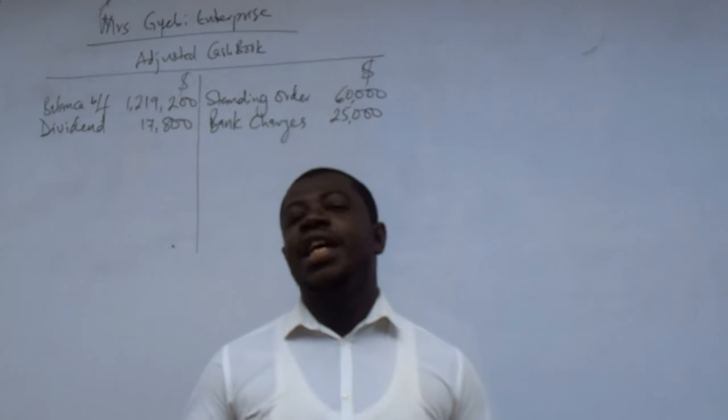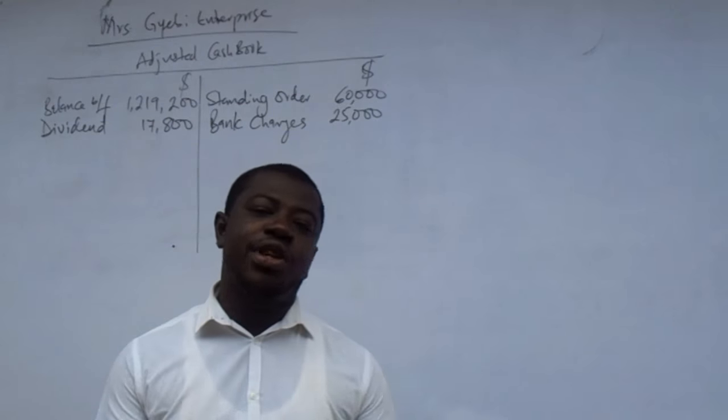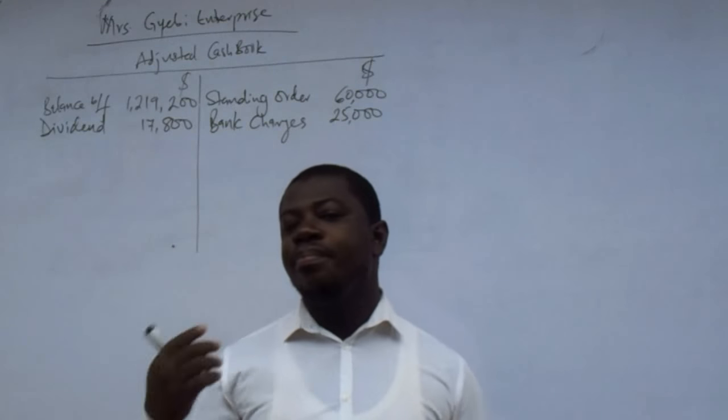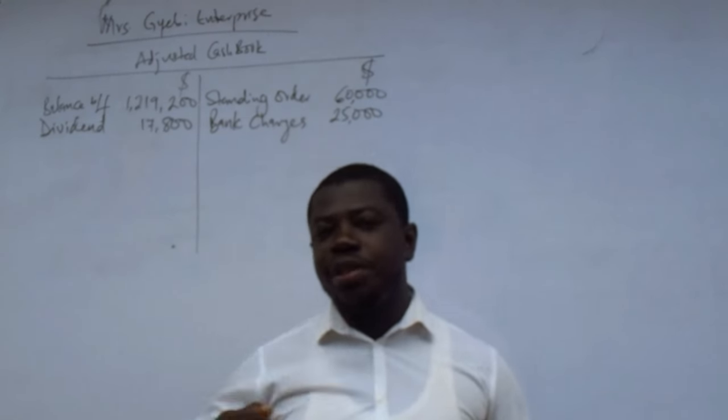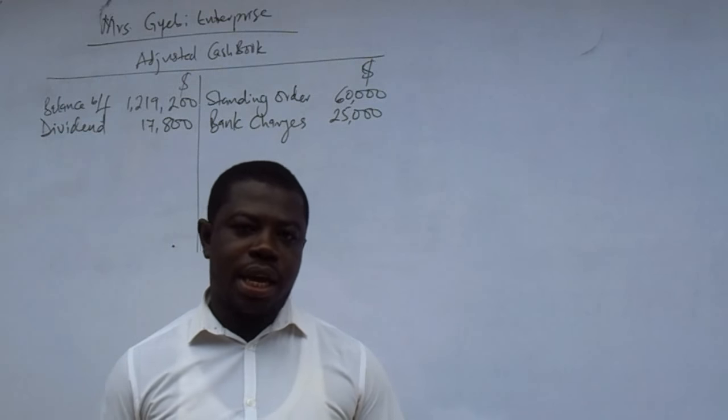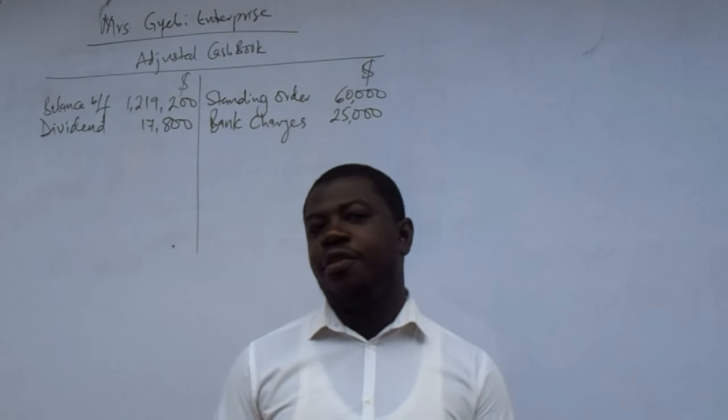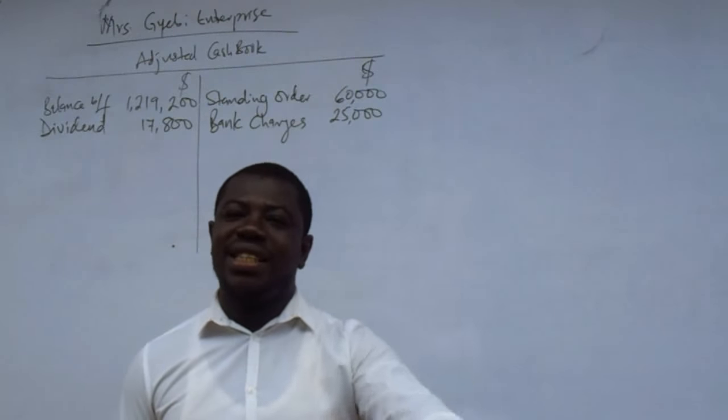And then there is interest on overdrawn account of $10,000. Now this is the meaning. The interest on overdrawn account is interest on overdraft. The business took an overdraft facility from the bank, and the bank is now charging the interest.